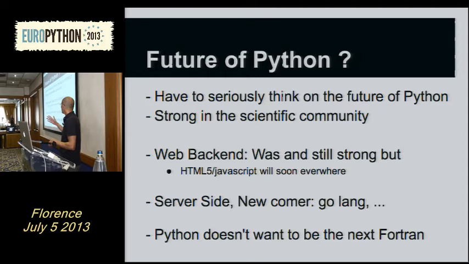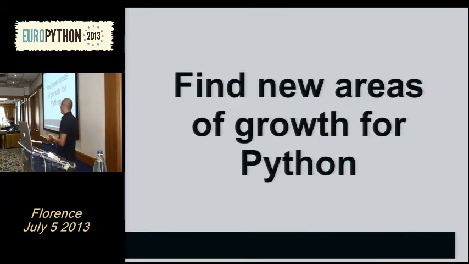But little by little, I think, with the emergence of the new language they have developed, the Go language, they are going to replace Python in this area in order to use their favorite baby at the moment. And Go is also getting some traction. So Python might also be less strong in this area in the future. We don't want Python to become the next Fortran, only being established in a nice niche, which is the scientific community. We want Python to thrive, and we want to look for new areas of growth for Python. So this is what I'm going to try to do during this presentation.